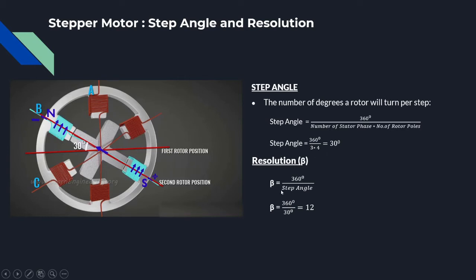Whereas resolution talks about how many steps the rotor will make in order to complete one complete rotation. If you calculate the resolution for this particular configuration of stepper motor, it is 12. That means it takes 12 steps to make one rotation.